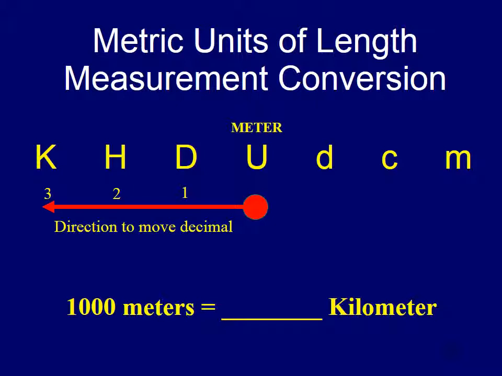But for our instance, we're going to put it right at the end of the zero, and we're going to move that decimal 3 positions to the left, in the same direction as our arrow. And we would end up with 1 kilometer. And that kind of makes sense, because kilo meaning 1,000, that'd be 1,000 meters.